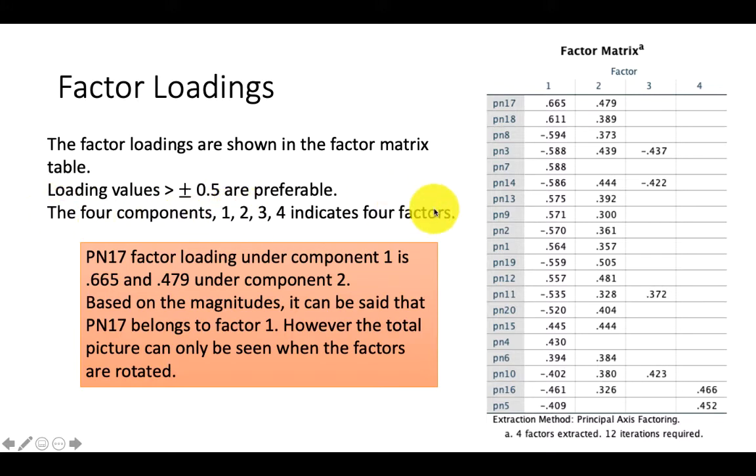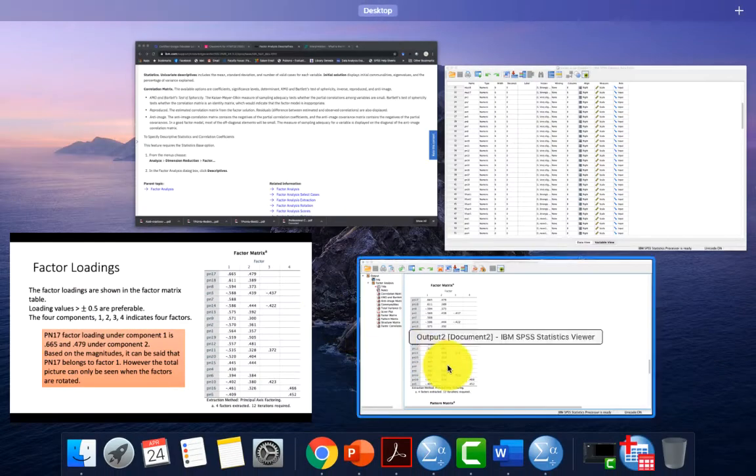So 4 components indicate 4 factors. 1, 2, 3, 4. Number 1, okay. PN17: factor loading under component 1 is 0.665. Factor loading under component 2 is 0.479. We can say that based on the magnitude over here, PN17 belongs to factor 1. But you can't be sure unless of course you have done the factor rotation.